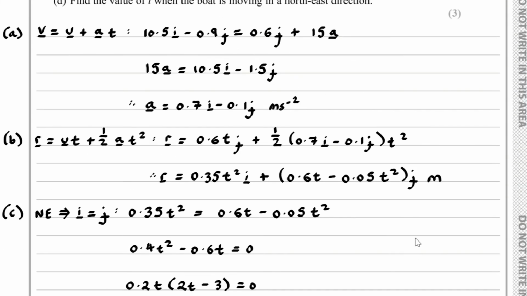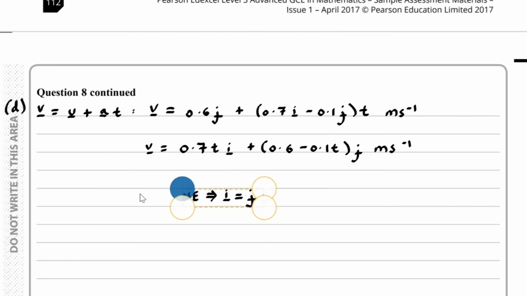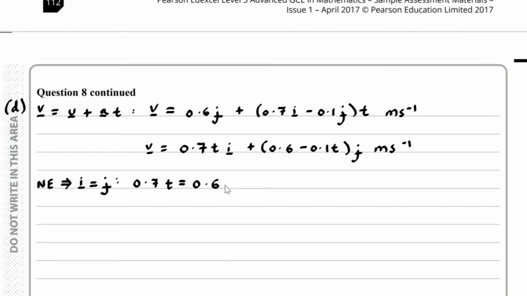Again, similar to before, we know that northeast would imply that i is equal to j. So we have the i component 0.7 t, and that's equal to the j component 0.6 minus 0.1 t. So 0.8 t is equal to 0.6. That means t is equal to 0.75 seconds.